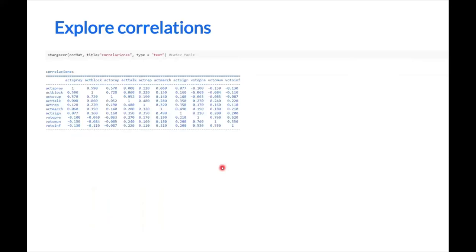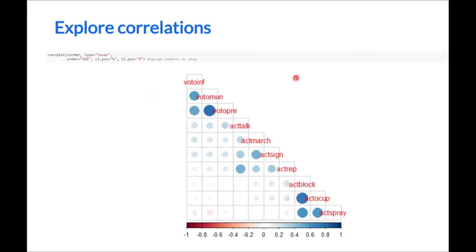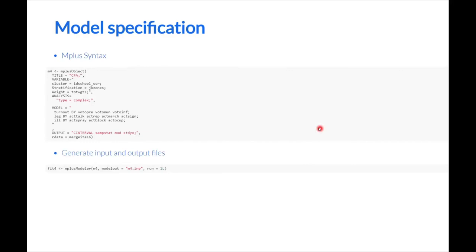About the correlation, this is a way to explore it, but I will show a graphical way to explore the correlation. Here we can observe, for example, that illegal participation has higher correlation among its indicators than with the others, and peaceful participation has higher correlation among its indicators, and formal participation too. And here we can anticipate the good working of the measurement model.